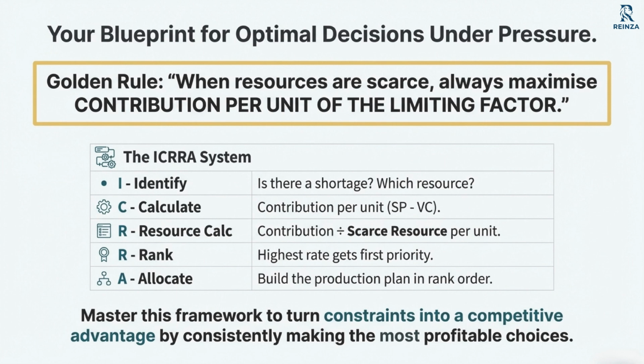Master this framework, and you will turn constraints into a competitive advantage by consistently making the most profitable choices. Whether you are facing an examination question or a real business decision, the process is the same. Before your examination, practice this process with different numbers and different scarce resources until it becomes automatic. The more you practice, the faster and more accurate you will become.